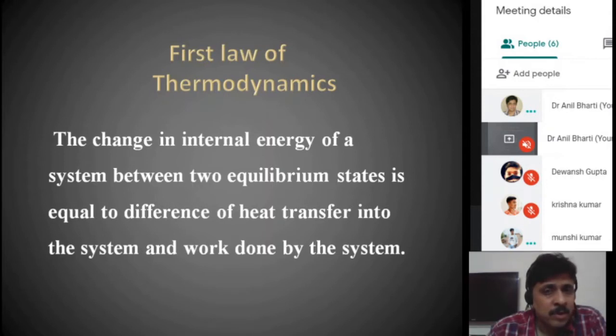Now, according to various studies, the first law is the change in internal energy of a system between two equilibrium states. Now, what does it mean? Whenever the system shifts from one state to another state, and we consider that both the states are equilibrium states, then the total amount of energy interaction is equal to the difference of heat transfer into the system and work done by the system.